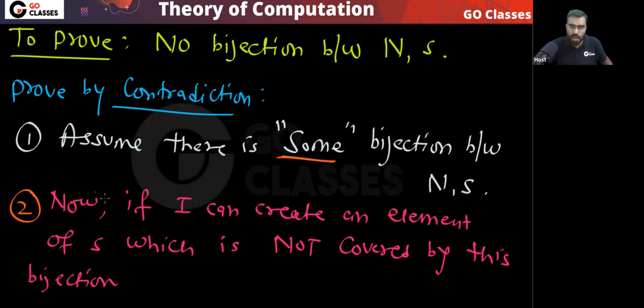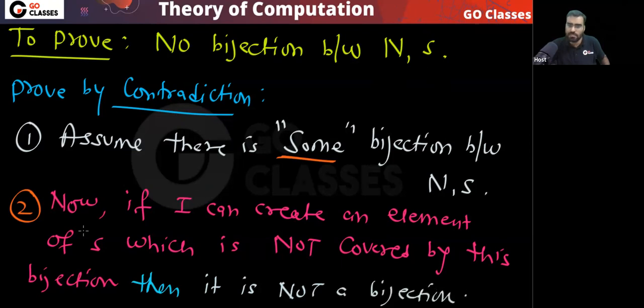Now, if I can create an element of S which is not covered by this bijection, then can I say this bijection is not a bijection? Then it is not a bijection. Is this clear? It means there is no bijection. Yes or no? So this is the overall idea.